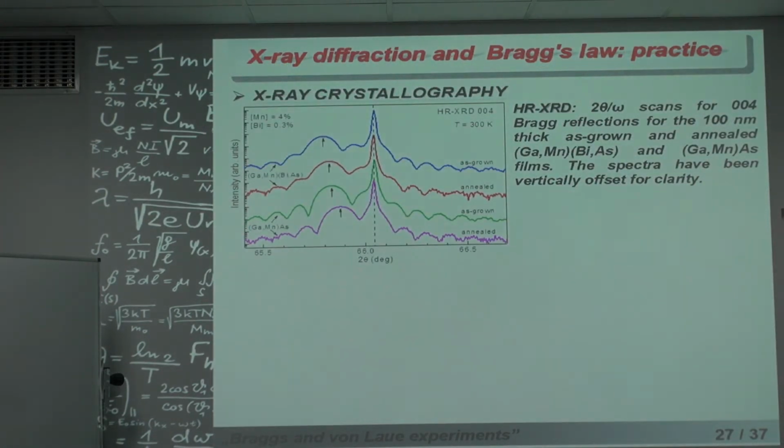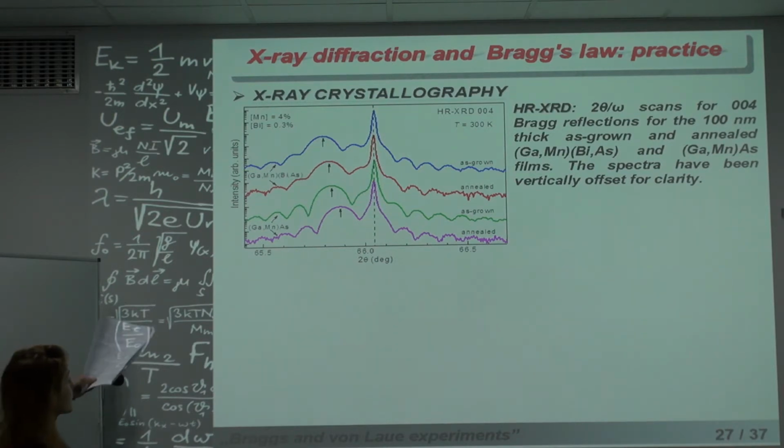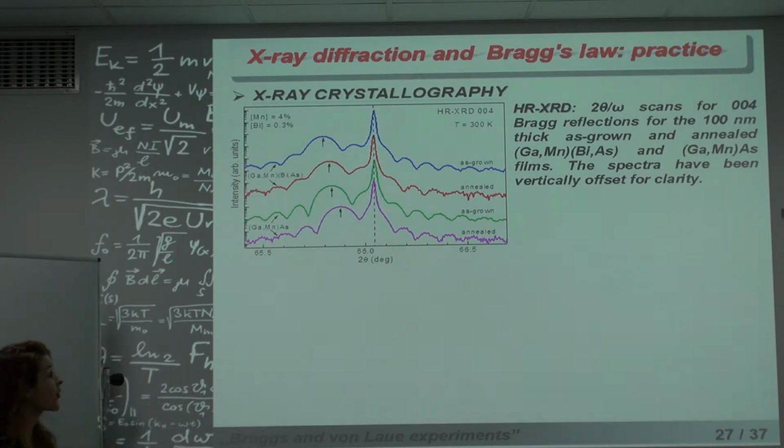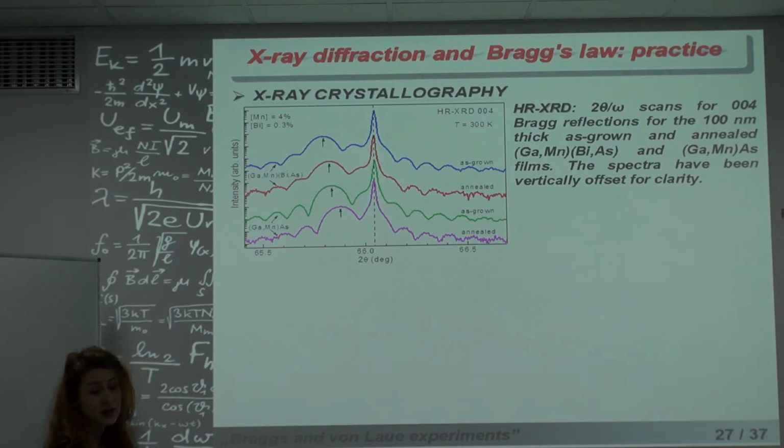For example, let us assume we have a diffraction pattern taken from high-resolution X-ray diffraction measurements. It shows the 004 Bragg reflection, taken from 100 nanometer samples. It's gallium arsenide, down below, presented by the green line, as-grown, and the pink one annealed, as well as gallium bismuth arsenide doped with 0.3% of bismuth, also annealed and as-grown.